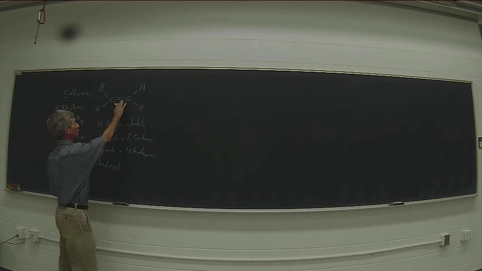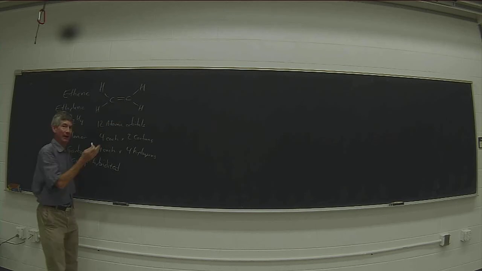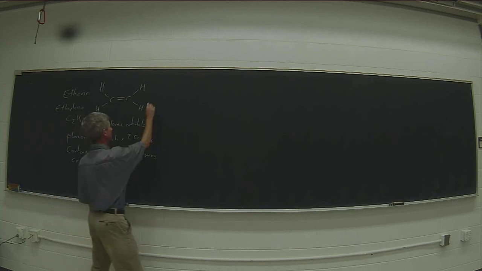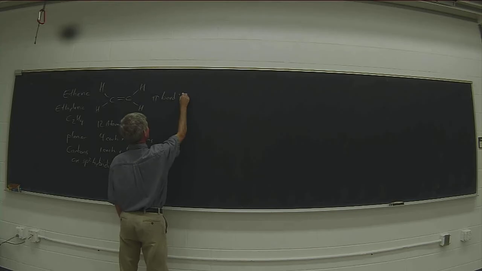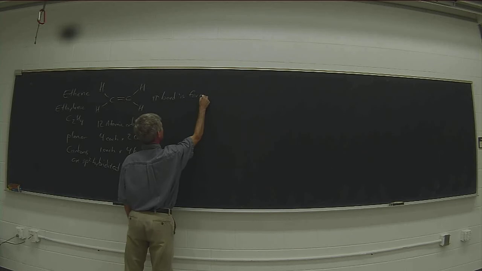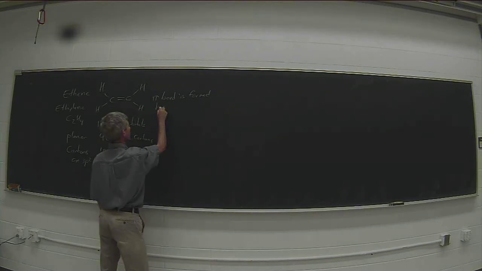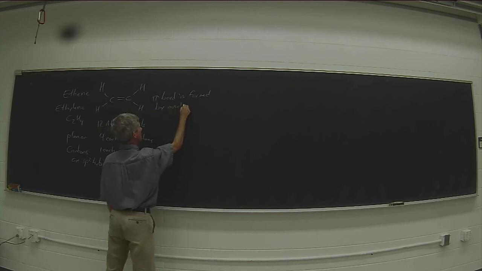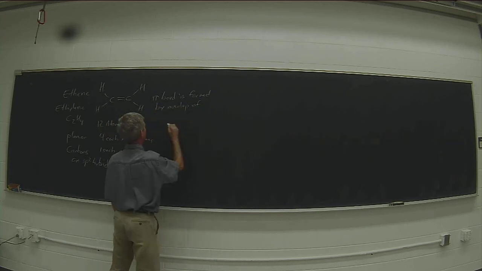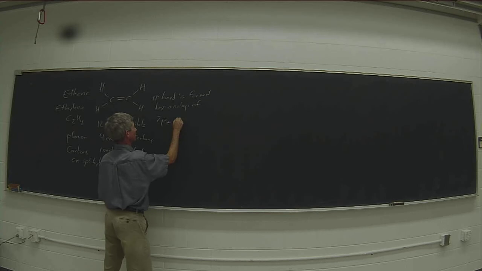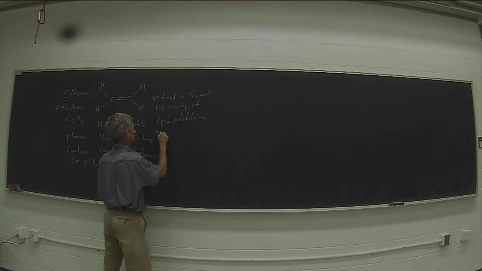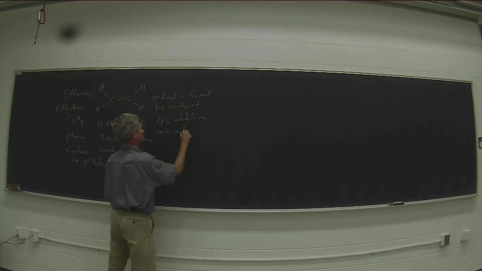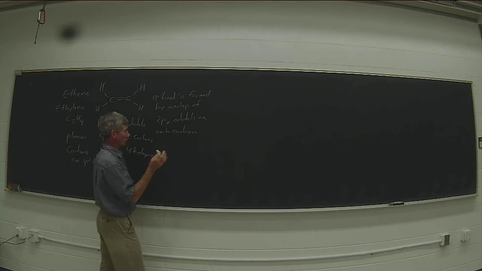We have a single pi bond here, and that pi bond is out of plane. So we know that the pi bond is formed by overlap of the 2pz orbitals on each carbon. So we'll form pi z.